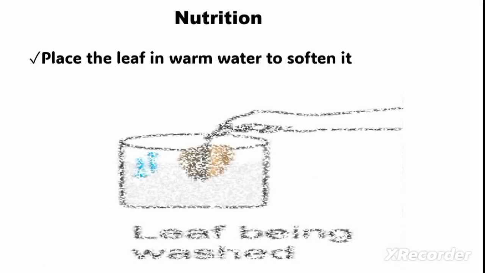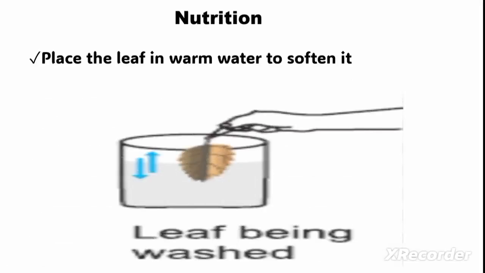Step number three: place the leaf in warm water to soften it. Why are we placing the leaf in warm water? So that we can soften it. This is step number three.